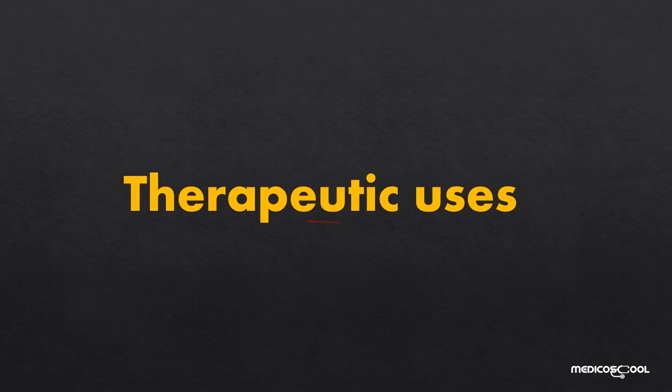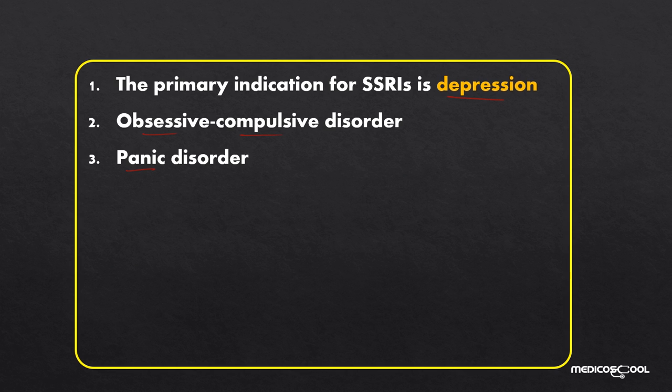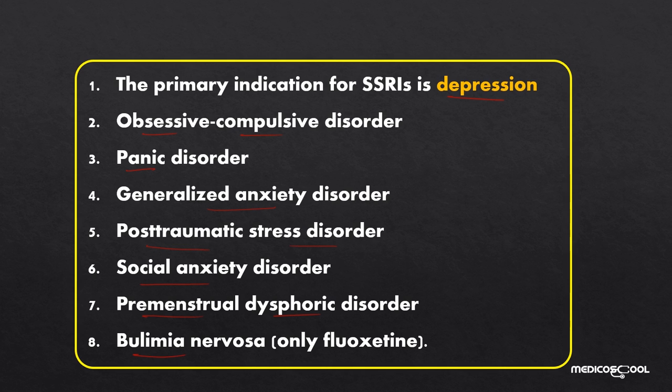Now, what are the therapeutic uses of the antidepressant drugs? The first one, the primary indication, is depression. The second one, it is also used for obsessive compulsive disorder. The third one, it can be used for panic disorders. The fourth, for generalized anxiety disorders, post-traumatic stress disorders, social anxiety disorders, and premenstrual dysphoric disorders. For bulimia nervosa, only fluoxetine is recommended.